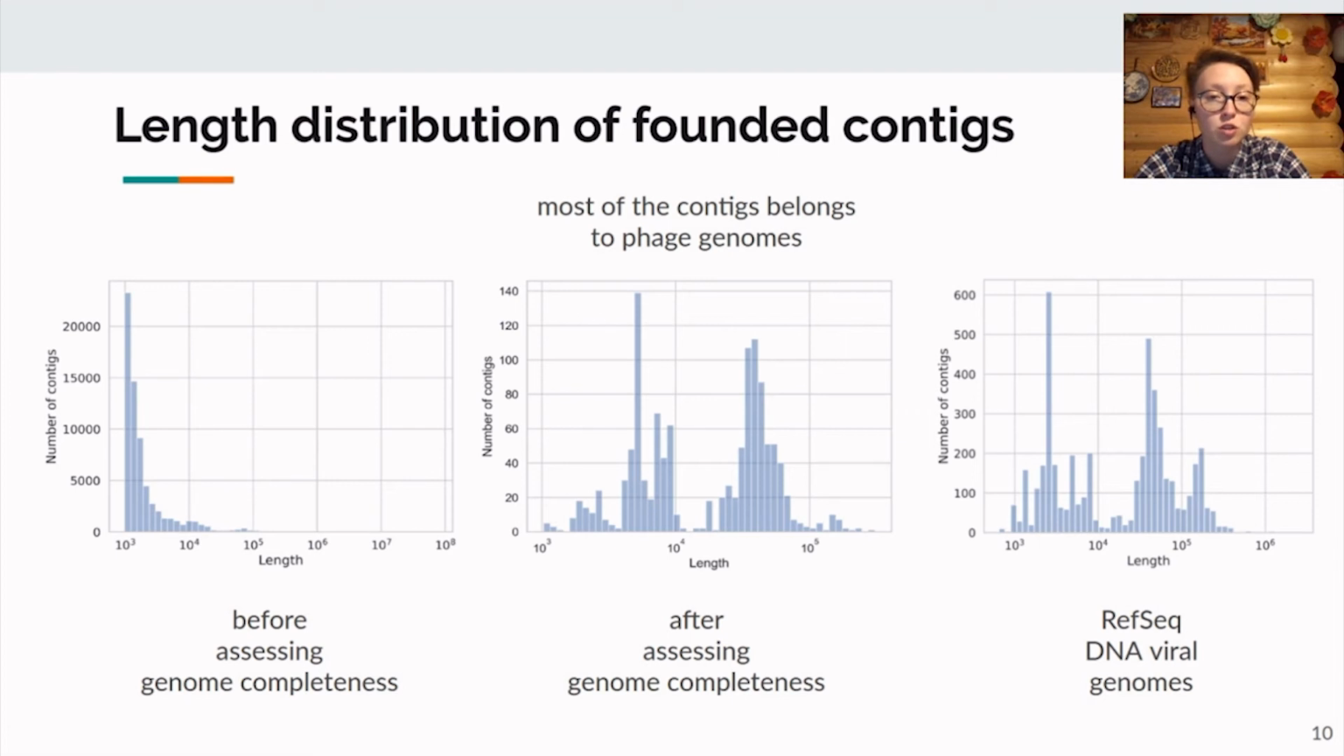The length distribution of these contigs before and after assessing genome completeness is shown on the slide. This check helps us to eliminate false positive contigs with small lengths, presented in Figure 1. The distribution shape of received viral contigs, presented in Figure 2, is similar to the shape of the distribution of DNA viral genomes from the RefSeq database, presented in Figure 3. Notably, the distribution is multimodal. Most of the found viral contigs belong to phage genomes.